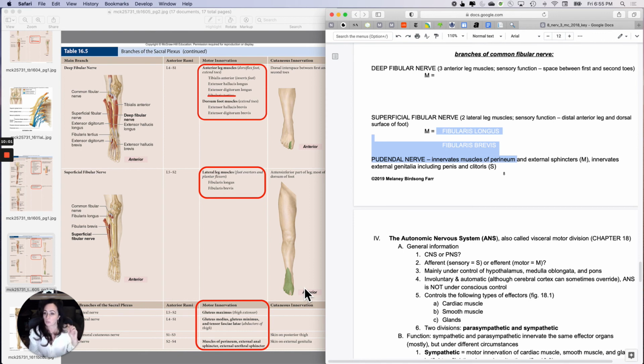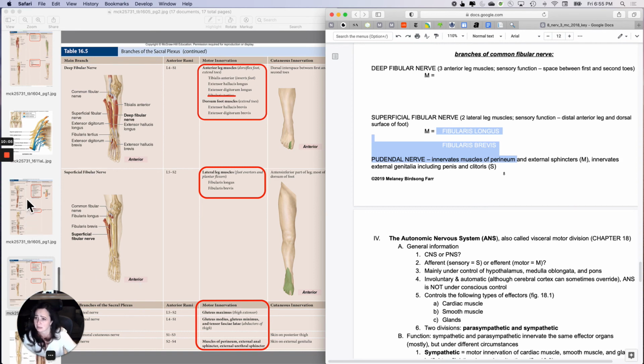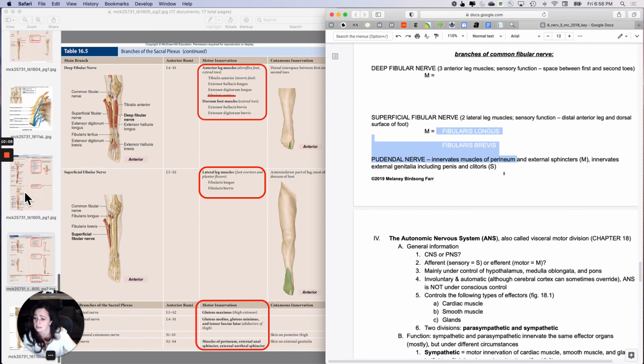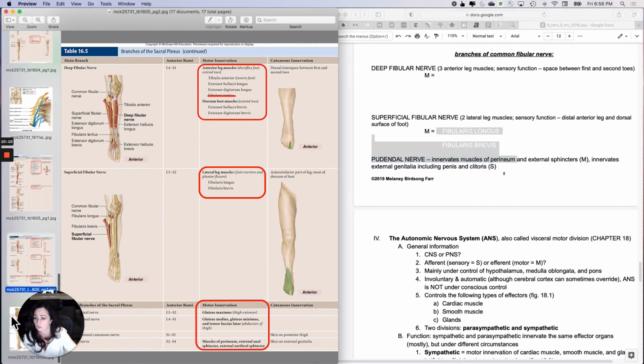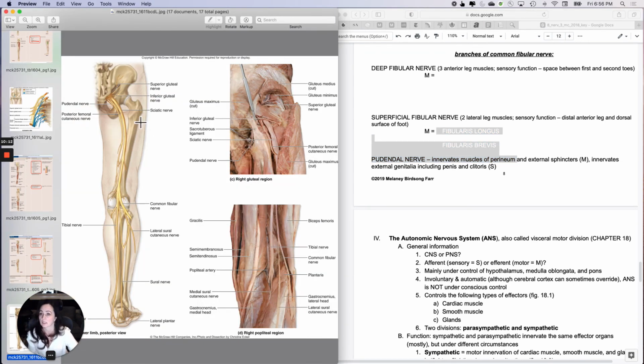Okay? And then one last nerve. We never find this one on the cadaver, but it's so important that I'm just not going to leave it out. And that is this little booger right here. This little nerve right here, it comes out and then goes to your junk. That is the pudendal nerve that innervates the muscles of the perineum, the perineal area, your external sphincters. That's its motor function. So like keeping your junk up in there, Kegel muscles, those kinds of things.